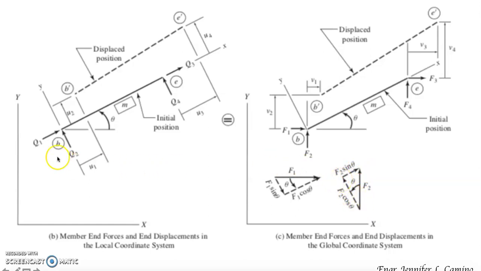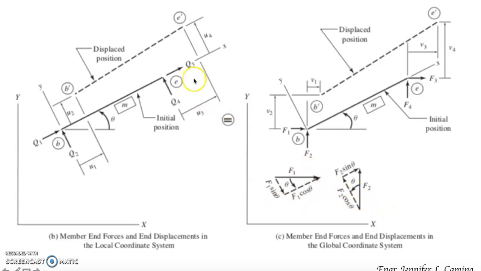So in other words, Q1 is equal to the horizontal components of F1 and F sub 2, and that would be equal to F1 cosine theta plus F2 sine theta. Q sub 2 will be equal to the vertical components of F1 and F sub 2, and that would be equal to negative F1 sine theta, negative of course because it is going downward, plus positive F2 cosine theta.